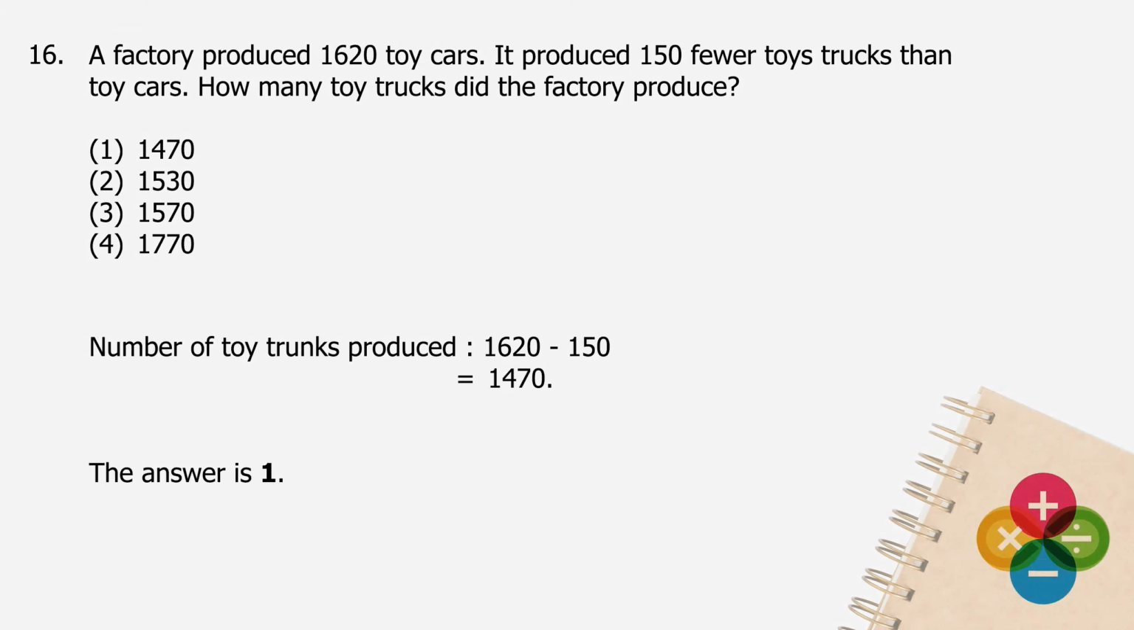The number of toy trucks produced will be: subtract 1,620 from 150, and the difference is 1,470. The answer is 1.